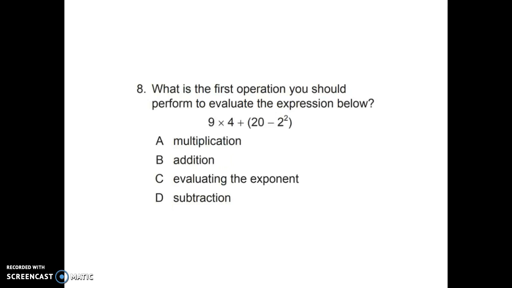Number 8. What is the first operation you should perform to evaluate the expression below? 9 times 4 plus 20 minus 2 squared. A. Multiplication. B. Addition. C. Evaluating the exponent. D. Subtraction.